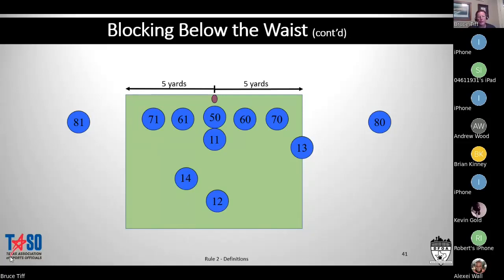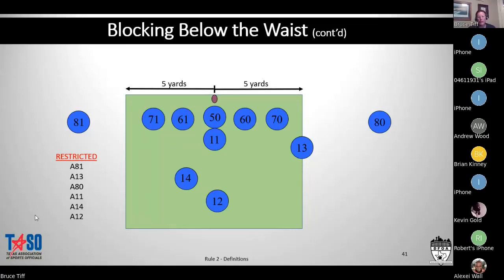If you look at this diagram, A81 is restricted because he's outside the tackle box. A13 is not a lineman, and he's not completely in the tackle box. A80, again, he's a lineman, but he's not in the tackle box. And then you have some other backs here, A11, A14, and A12. Again, they're not linemen, so those guys will all be restricted. When they can legally block below the waist, they have to block from the front. And I use the term there, when they can legally block.